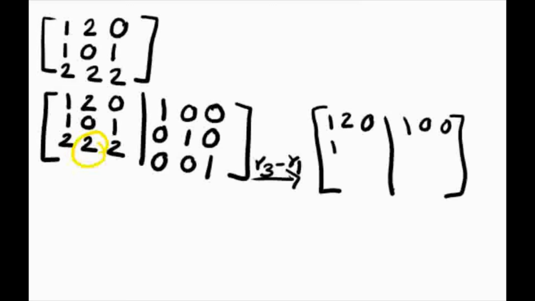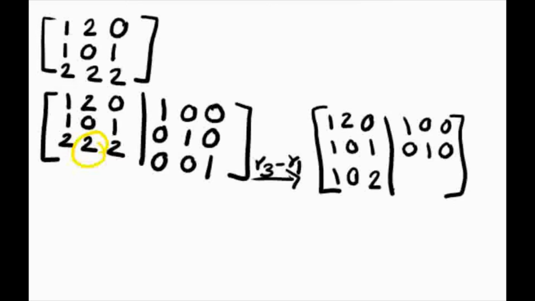My second row won't change either. My third row is going to be minus R1, is going to be minus my first row. So I have 2 minus 1 is going to give me a 1. I have 2 minus 2 is going to give me a 0. 2 minus 0, 2 minus 2 give me a 0. 2 minus 0 will give me a 2.